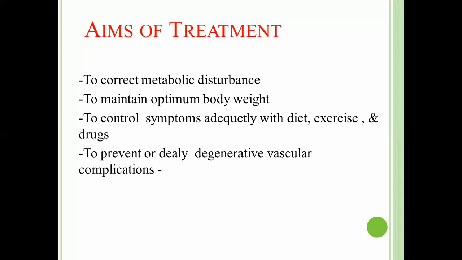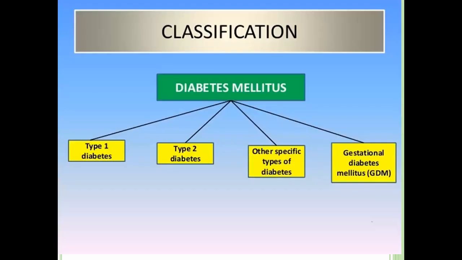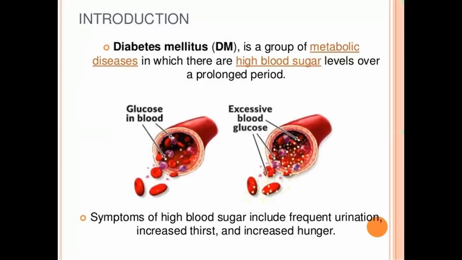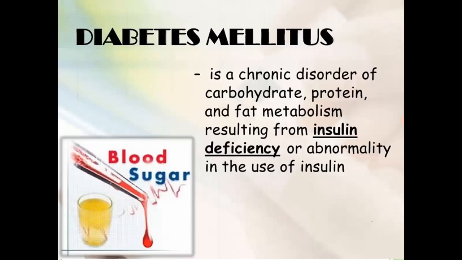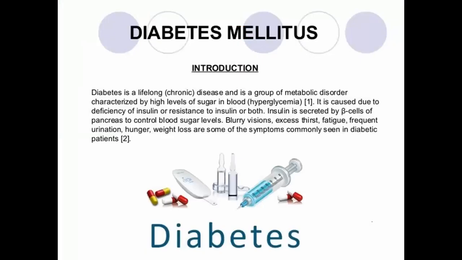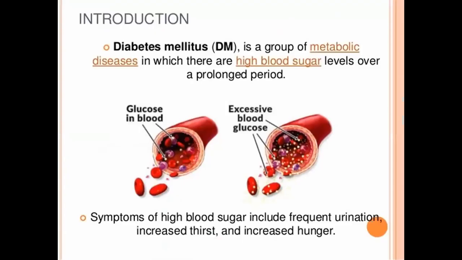That means their symptoms. What are the symptoms of diabetes mellitus? Weight loss, hunger, fatigue, urination, thirst. Frequent urination, increased thirst, increased hunger, then blurry vision, fatigue. So these are the symptoms.